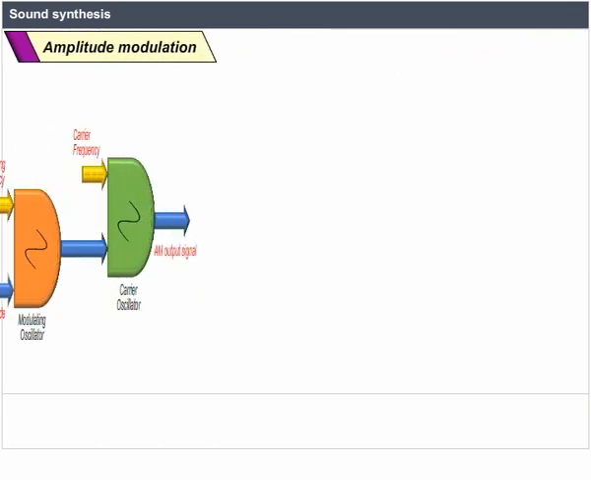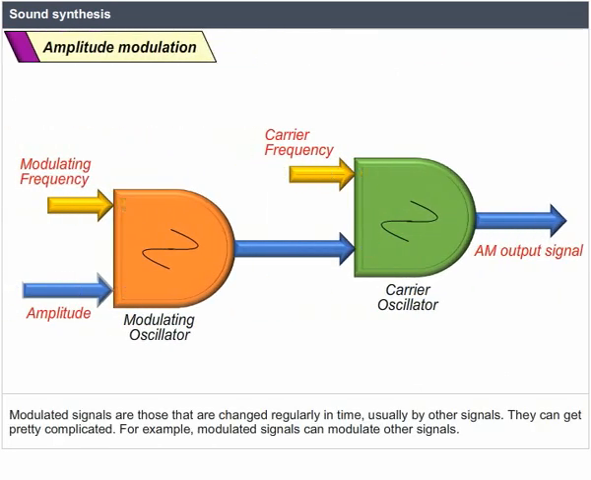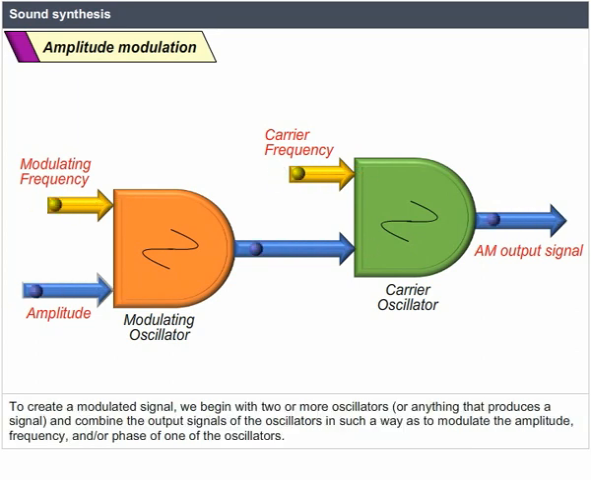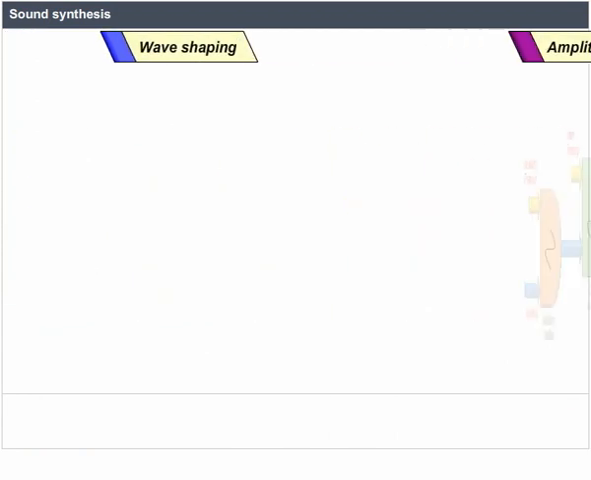Amplitude modulation. Modulated signals are those that are changed regularly in time, usually by other signals. They can get pretty complicated. For example, modulated signals can modulate other signals. To create a modulated signal, we begin with two or more oscillators, or anything that produces a signal, and combine the output signals of the oscillators in such a way as to modulate the amplitude, frequency, and or phase of one of the oscillators.